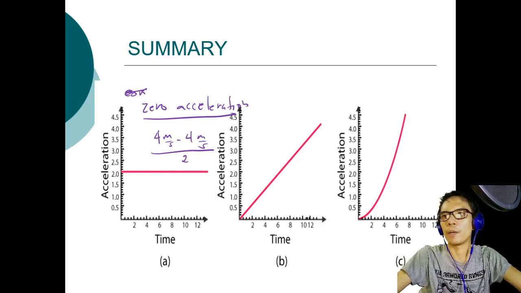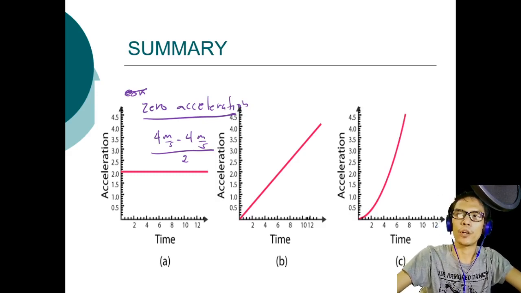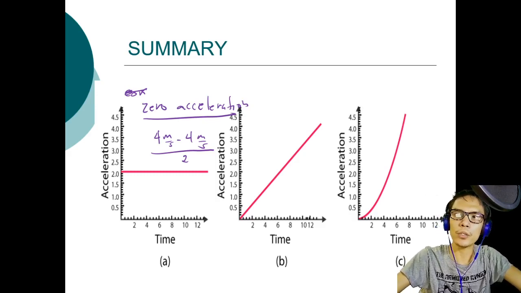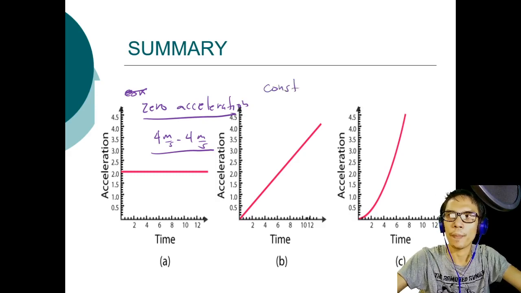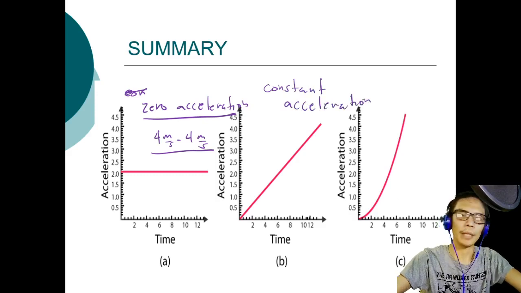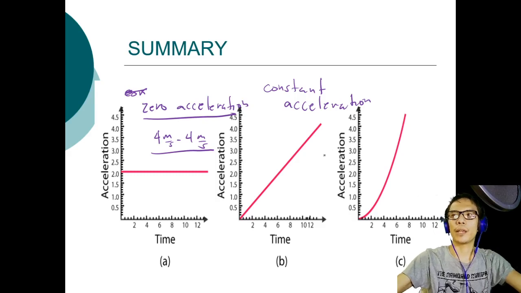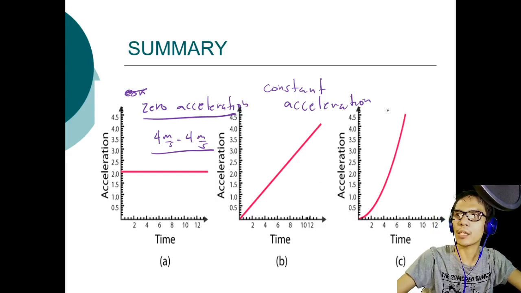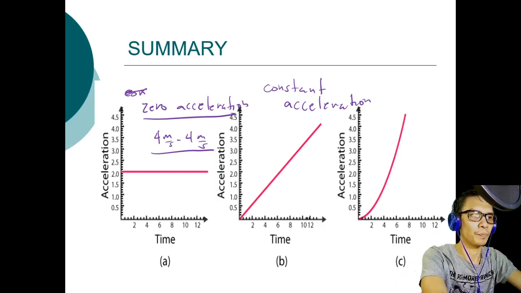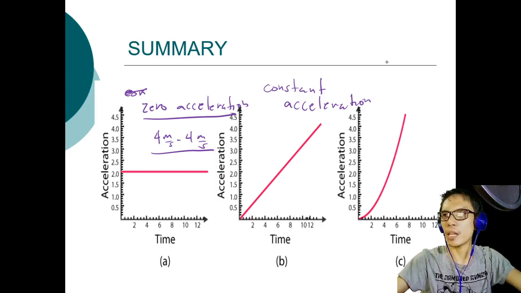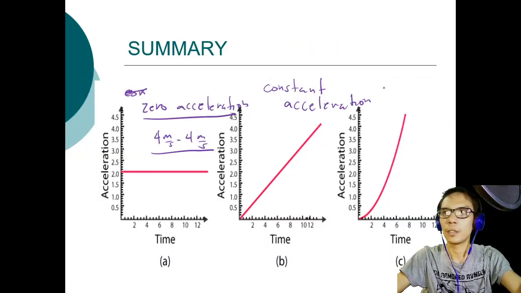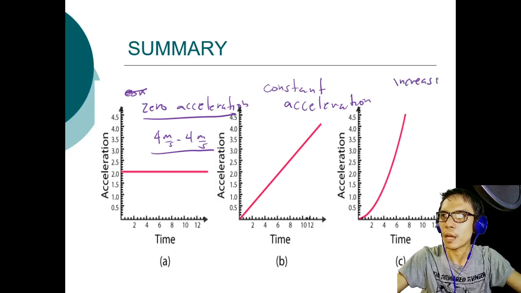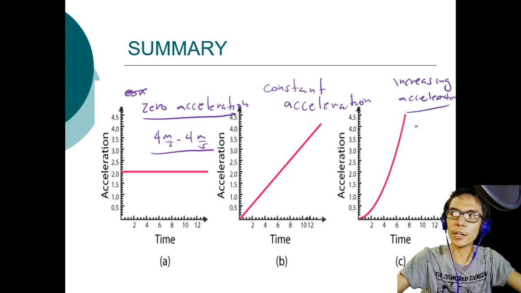Next one. How about this one over here? The straight line that you have right here means you have constant acceleration. Okay, so this is constant. Next one. How about the curved line? What does the curved line mean? The curved line means that your acceleration is increasing. So this is increasing acceleration. Right, so those are the graphs.